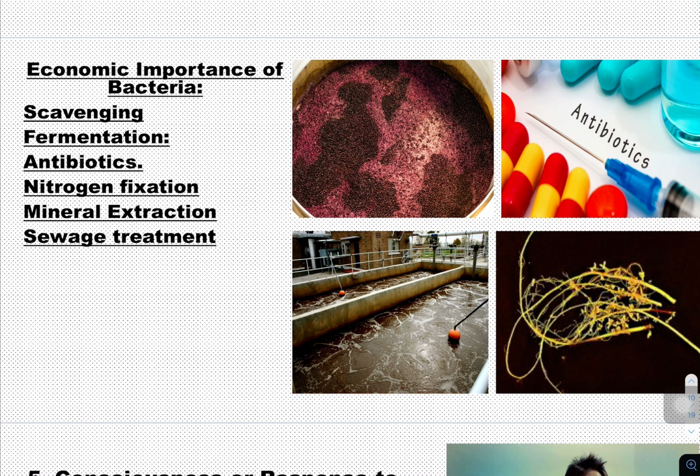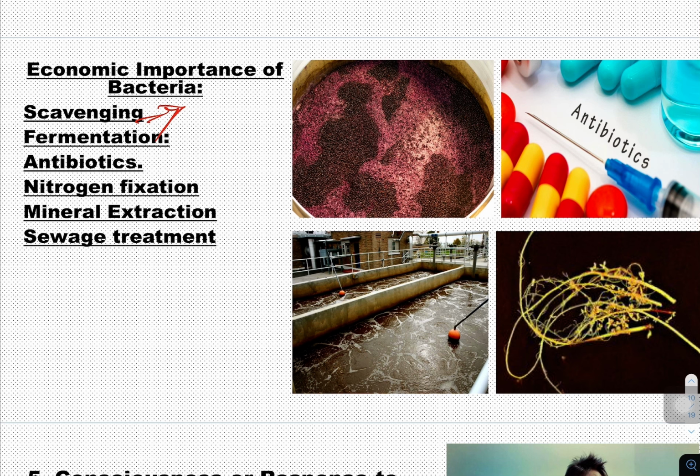And the last important point is the economic importance of bacteria. How are bacteria useful for humans, for production or for generating income? First point is scavenging. Whenever any dead material falls on the ground, immediately it has to be decomposed, right? If no decomposition takes place, then all the dead bodies remain as such. It is not good, and also the soil will not get minerals. Hence bacteria act as scavengers. They decompose the dead and decaying organisms.